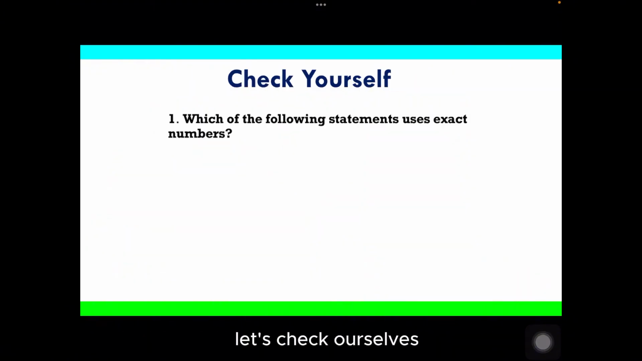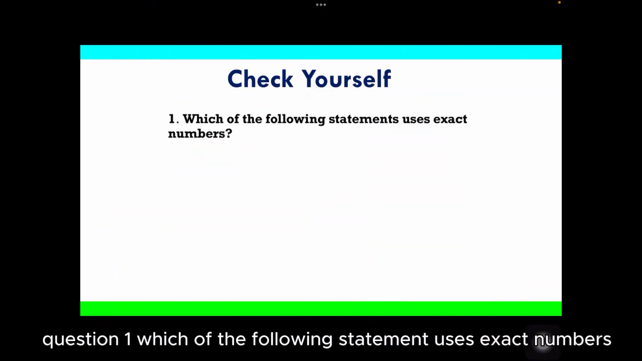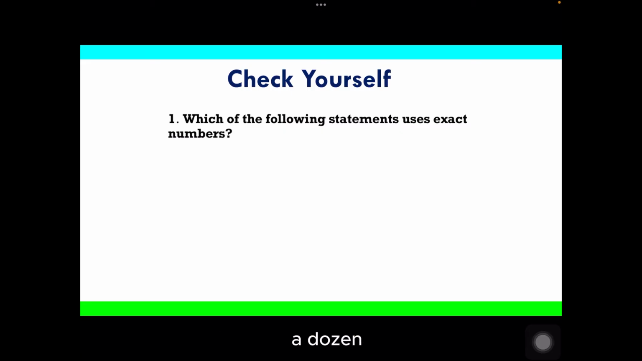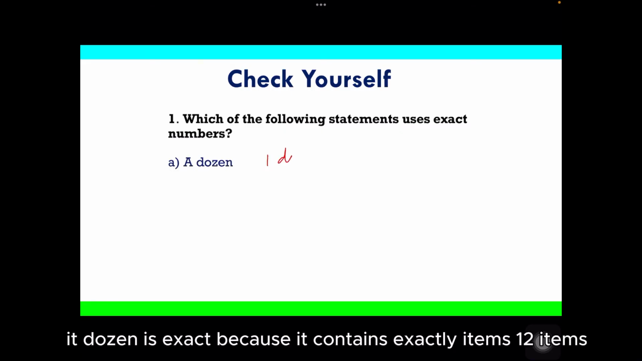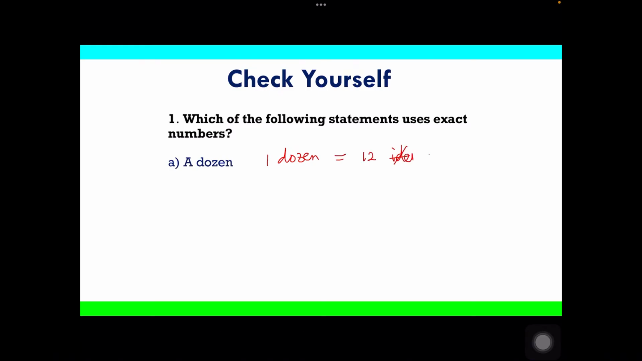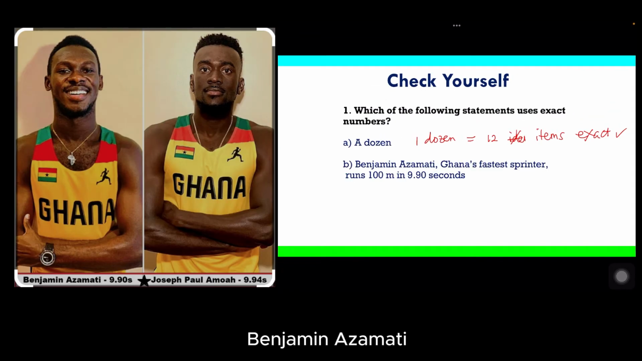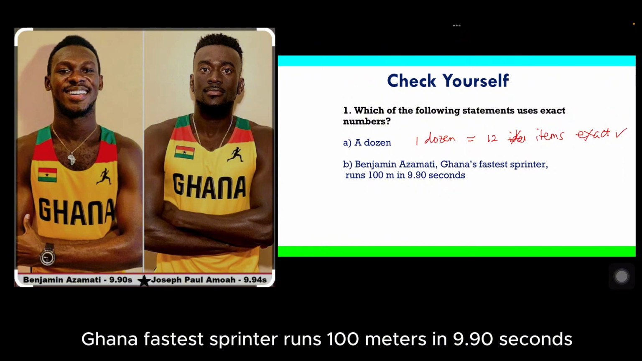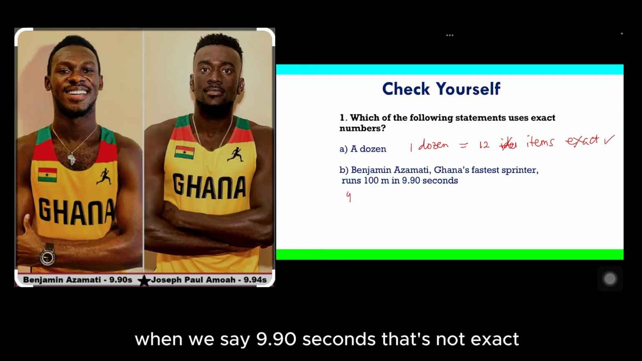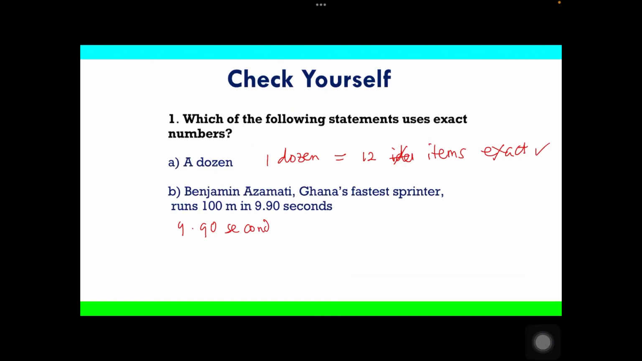Let's check ourselves. Question 1. Which of the following statements uses exact numbers? A dozen. A dozen is exact because it contains exactly 12 items. Benjamin Azamati, Ghana's fastest sprinter, runs 100 meters in 9.90 seconds. When we say 9.90 seconds, that's not exact.